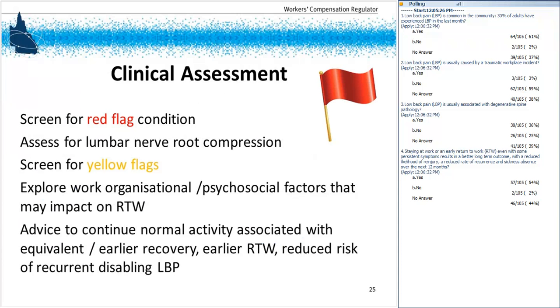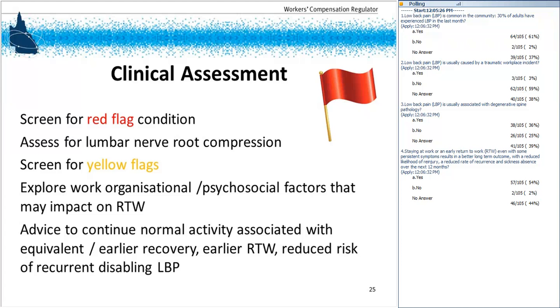So this somewhat busy slide outlines, I think, the expectations and steps of the first one or two occupational medicine assessments of an individual who presents with acute low back pain. As I understand it, the key requirements are initially to screen for red flag pathology, to assess for the presence of lumbar nerve root compression, and that's actually quite important because that will drive the treatment down a different pathway. To screen for yellow flags and to explore for personal and occupational psychosocial factors that may have an impact on returning to work or staying at work.